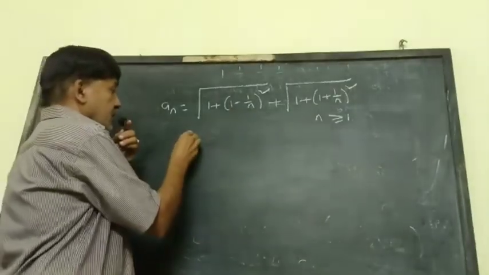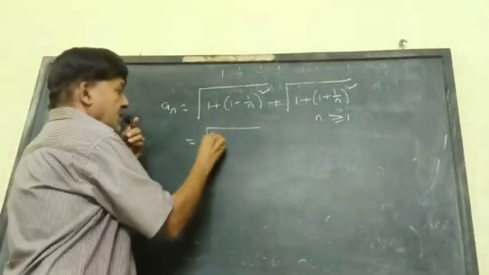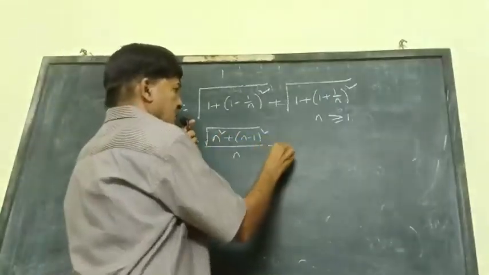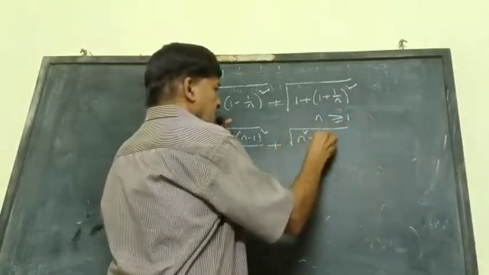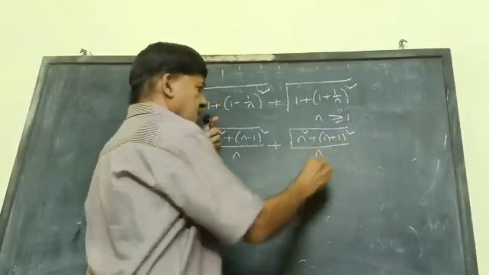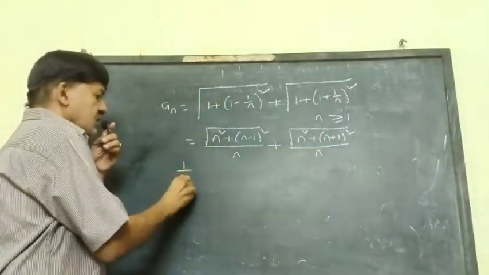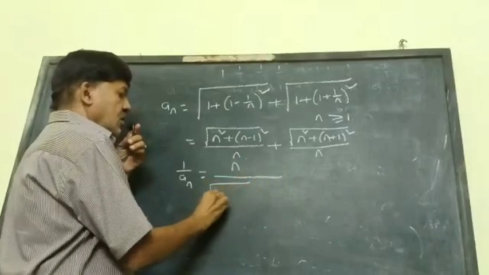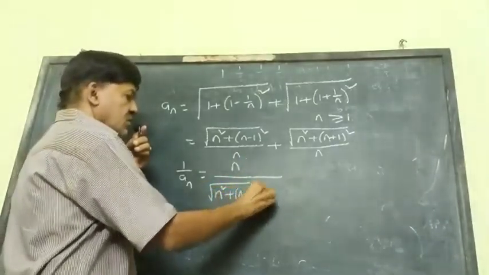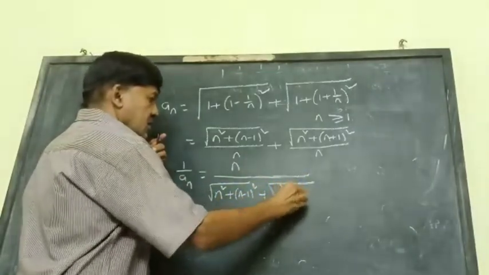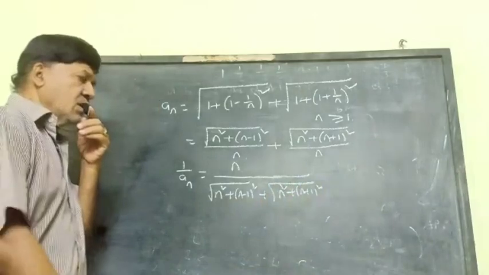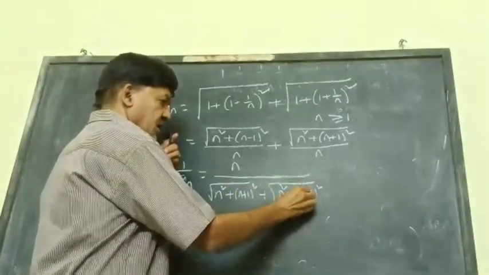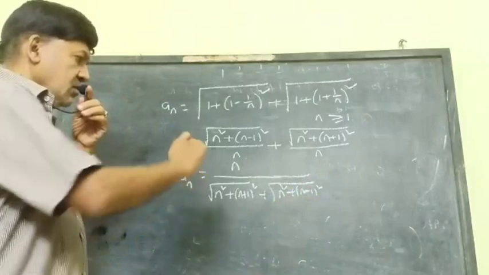Clear? First, you simplify this. Square root of, you take LCM, (n square plus n minus 1) whole square by n, plus square root of (n square plus n plus 1) whole square by n. What is 1 by an? You can take LCM, you will get n by square root of (n square plus n minus 1) whole square plus square root of (n square plus n plus 1) whole square. Right. Now you rationalize.